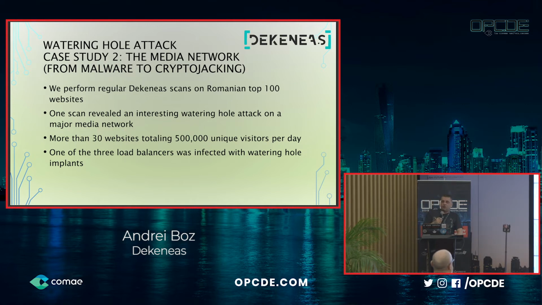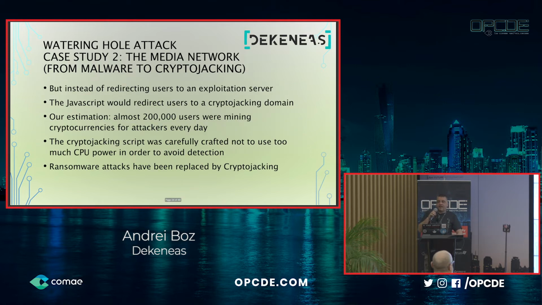This particular media network totaled almost 30 websites with 500,000 unique visitors per day. It was huge. I think it's the biggest in Romania. And one of their 3 load balancers was infected with watering hole implants. What's interesting though, is the fact that instead of redirecting users to an exploitation server, the JavaScript would redirect users to a cryptojacking domain. So basically, something like 200,000 users were mining cryptocurrencies for attackers every day.